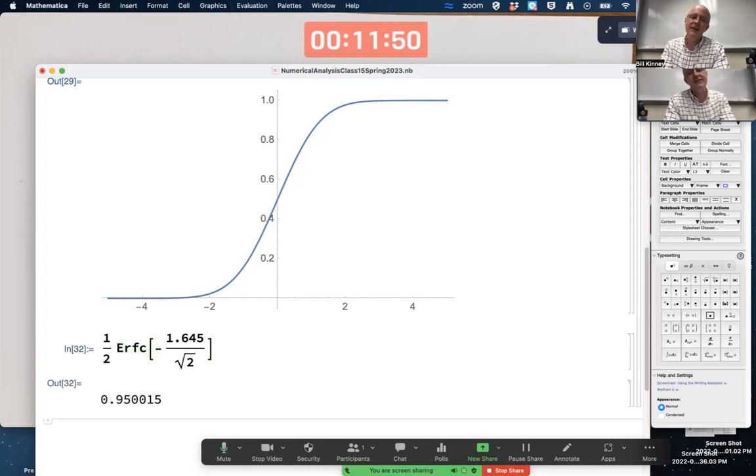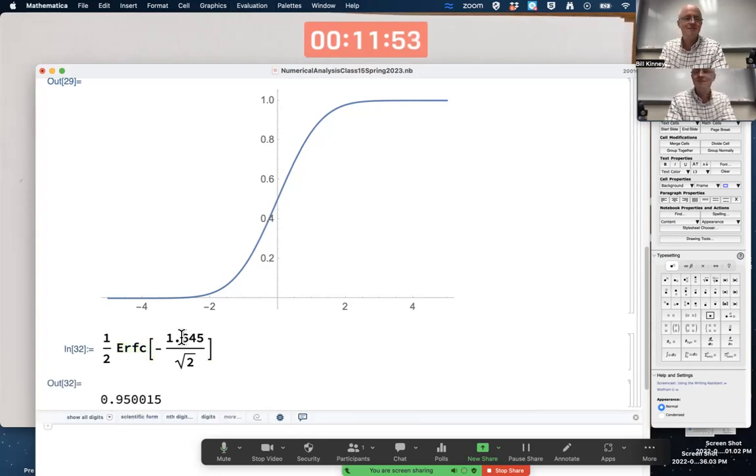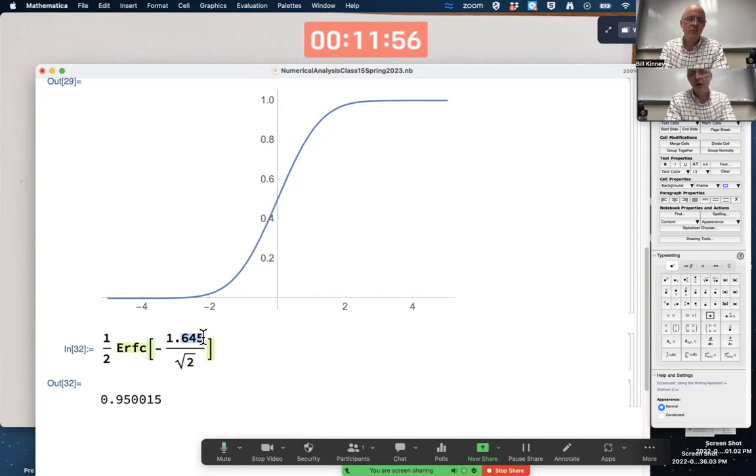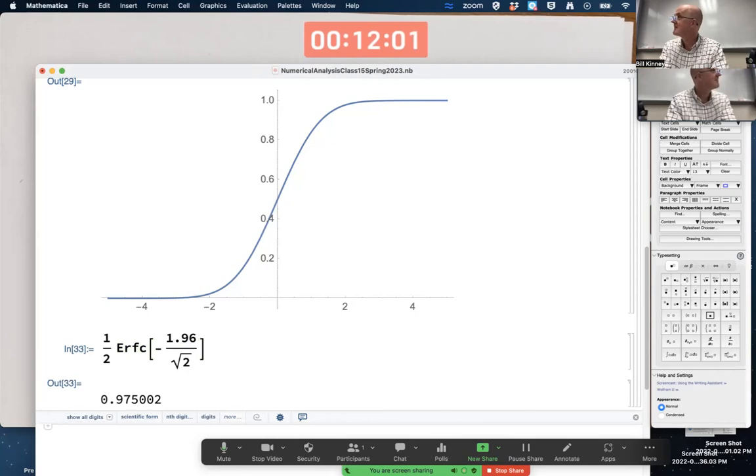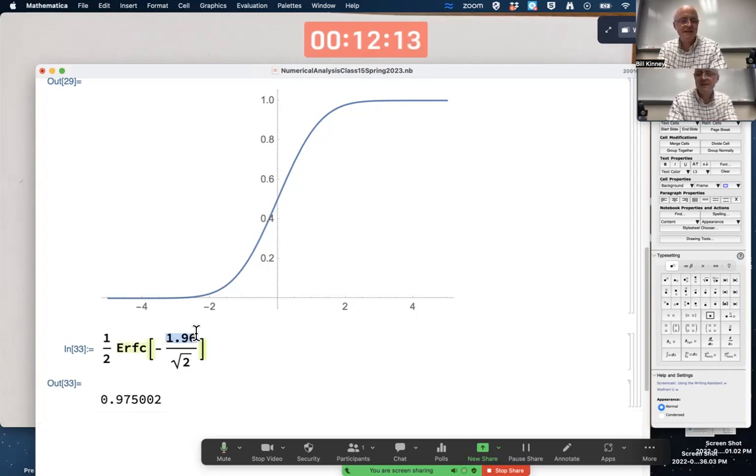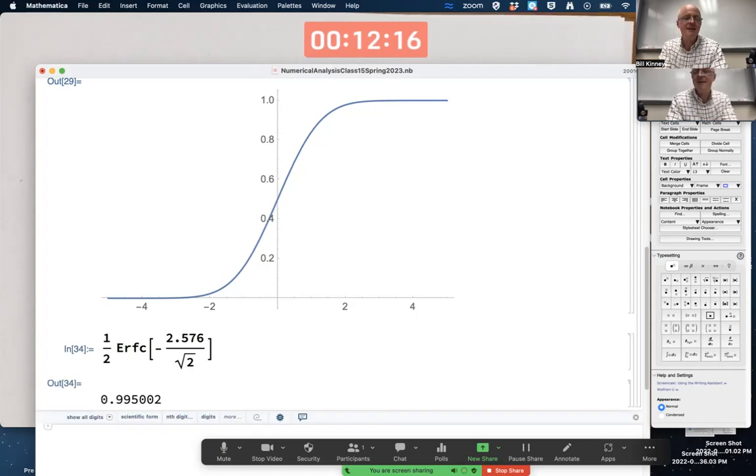1.645 is pretty close to the 95th percentile. Probably your favorite one, 1.96, is close to the 97.5th percentile, corresponding to the number you use as a multiplier for the margin of error for a 95% confidence interval. And another fairly famous one, I believe, is 2.576, 99.5th percentile, corresponding to the multiplier of the margin of error of a 99% confidence interval.